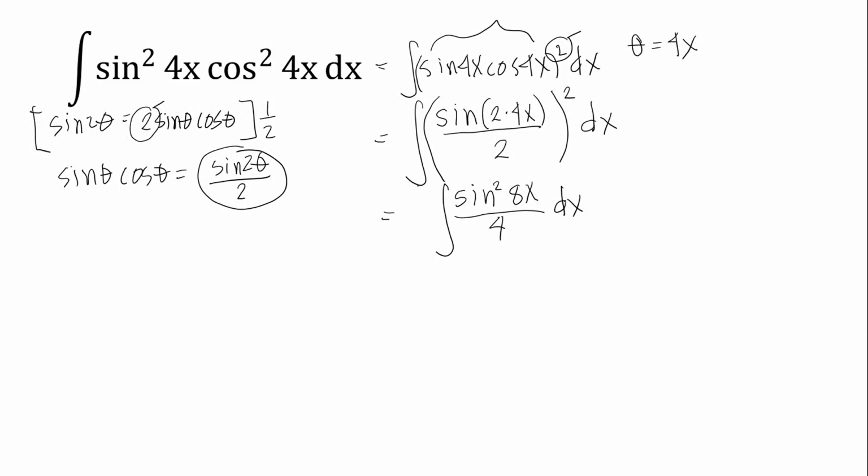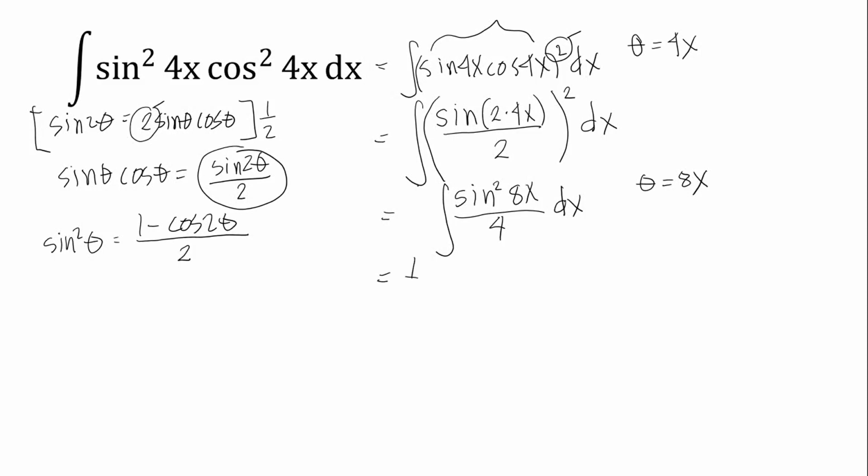We don't have an integration rule. So therefore, we need to find other trigonometric identities that can be used for this sine squared 8x. So if you remember your trigonometric identities, we have sine squared theta is basically equal to 1 minus cosine 2 theta over 2. In this case, our theta is equal to 8x. So we can actually use this trigonometric identity.